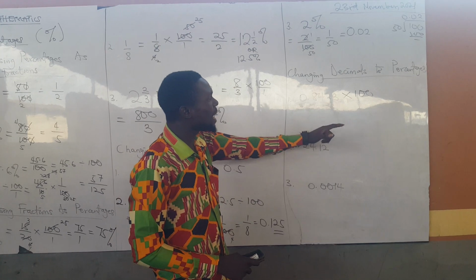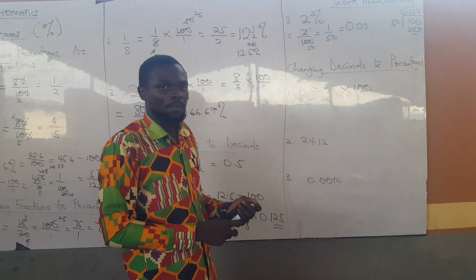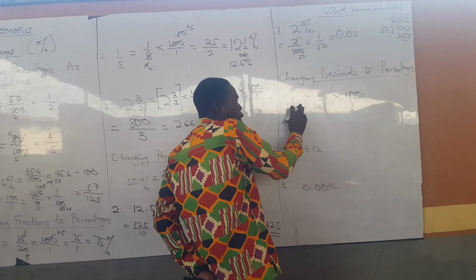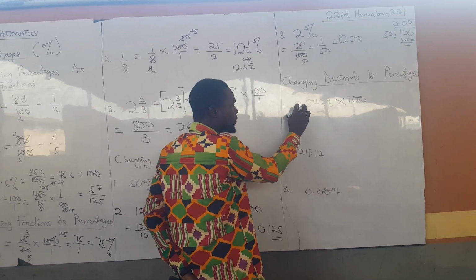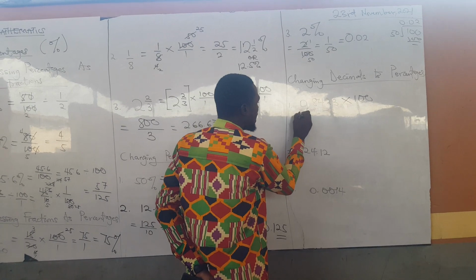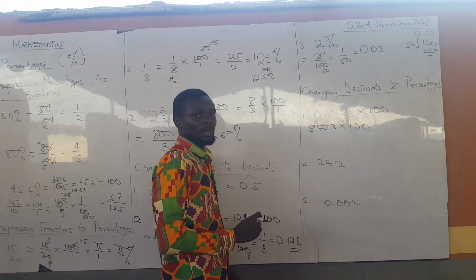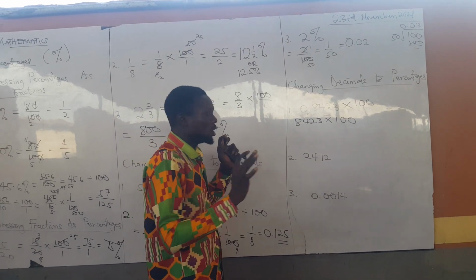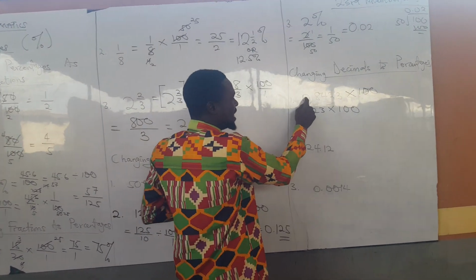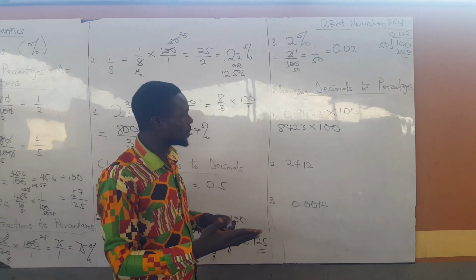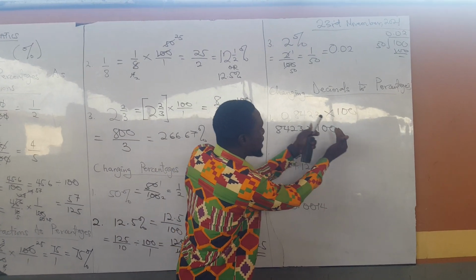If you are multiplying and there is a decimal point, assume there is no decimal point. So if I take off the point, I'm having 8423 times 100. Assume there is no decimal point. So you are going to get 8,423. Now multiply this by 100.